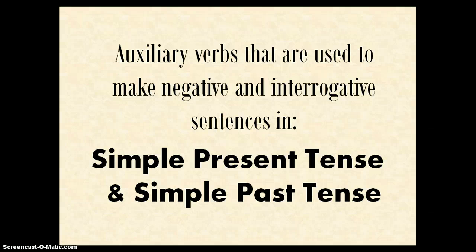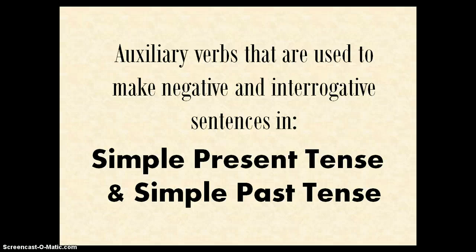Do and does are the auxiliary verbs that are used in active sentences in simple present tense, while did is the auxiliary verb that is used in active sentences in simple past tense. If you are interested in this video, please stay tuned until the end of the video.